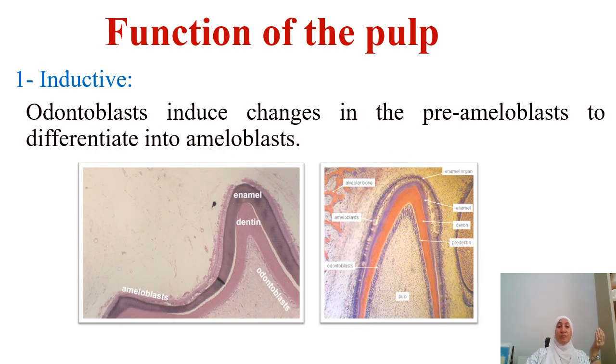The function of the pulp is mainly inductive. As we mentioned, the dental papillary cells, the superficial cells, will differentiate into odontoblasts, and these odontoblasts will induce changes in the pre-ameloblast to ameloblast that forms enamel. Thus, the crucial role of the pulp is to induce changes in the pre-ameloblast to form ameloblast and form enamel later on. Thus, the first function of the pulp is inductive.